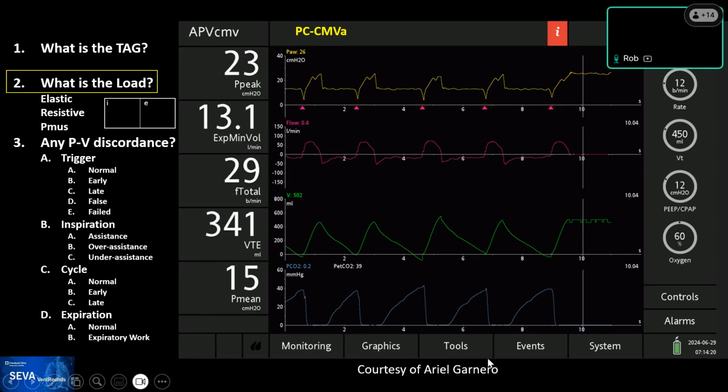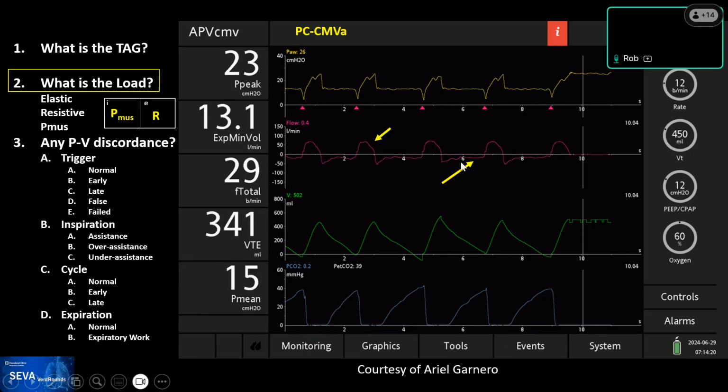Okay, next, what's the load? What do we think about the load here? Megan is answering PMAS. PMAS, yeah. We certainly see evidence of PMAS. We already said that. The inspiratory flow waveform is deformed upwards. That means there's positive or inspiratory effort.